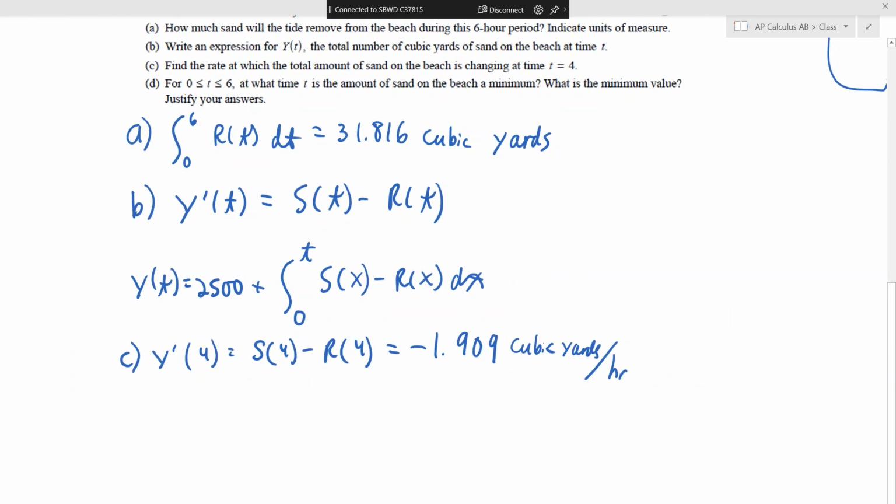Feeling good? We almost got 10% on this test. So good. Should we bother to say YDS cubed over hour? You could write that, yeah. I'd like to write it out. I don't like yards cubed like that. It's weird.